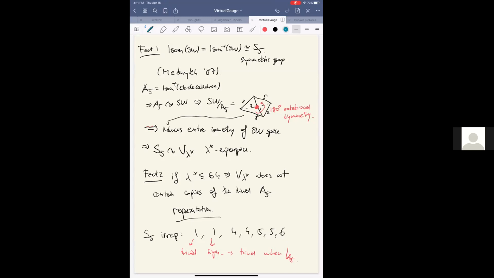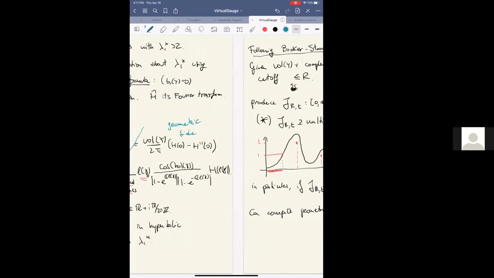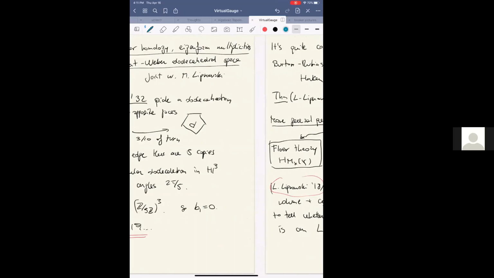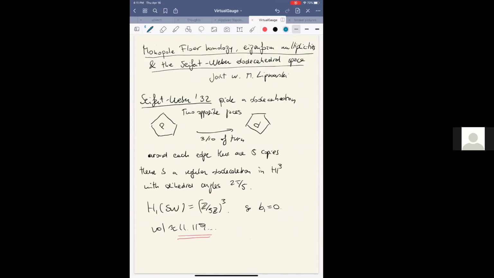Can you get Seifert-Weber by surgery on the Poincaré sphere? Trivia: at the beginning we had this thing, and if you do 3/10 of a turn, you get Seifert-Weber. If you do 1/10 of a turn, you get the Poincaré homology sphere. But it's not that clear how they're related.